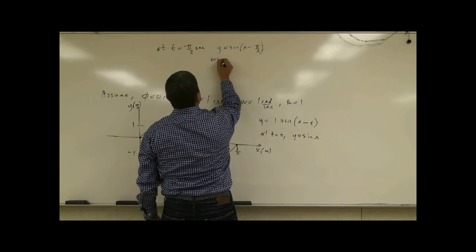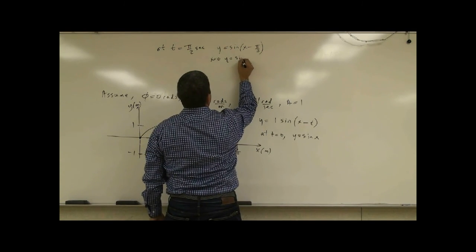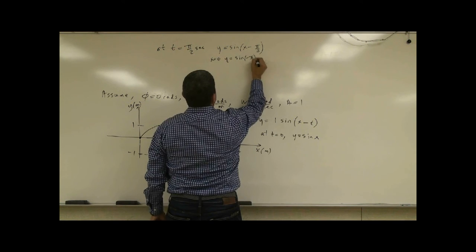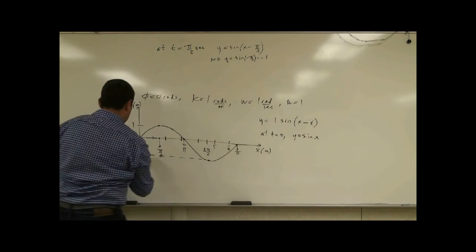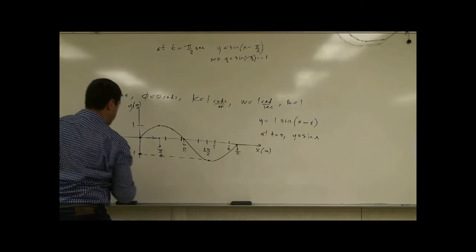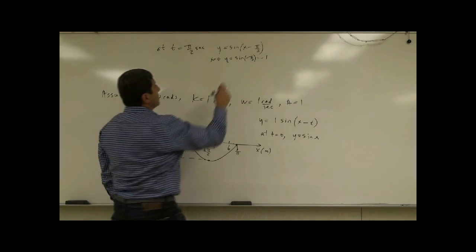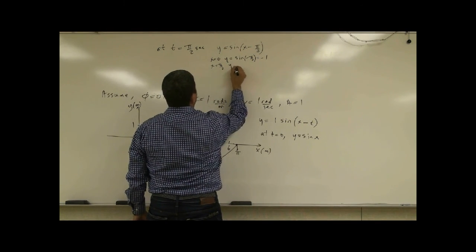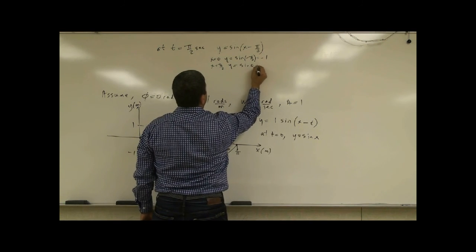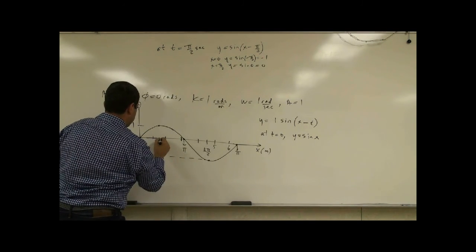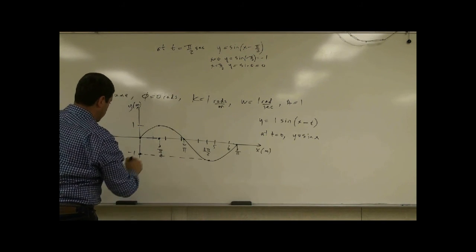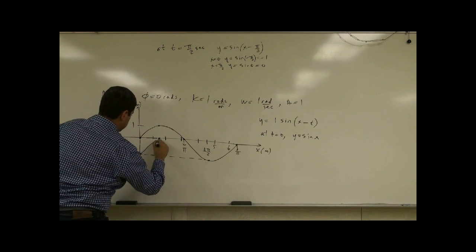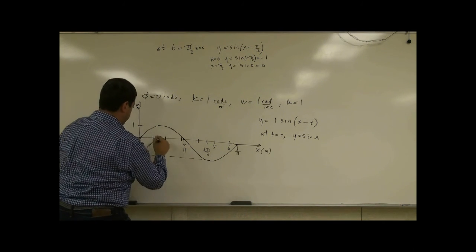So when x is 0, y is sine of negative pi over 2, so it's -1. So it looks like this, right? And then when x is pi over 2, then you got sine of 0, which is 0. So the wave looks like this, right? So basically the wave has shifted over, right?